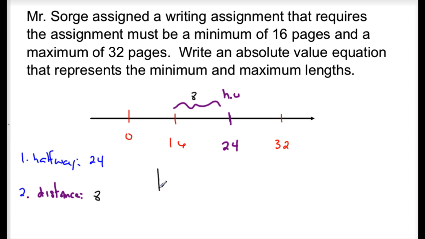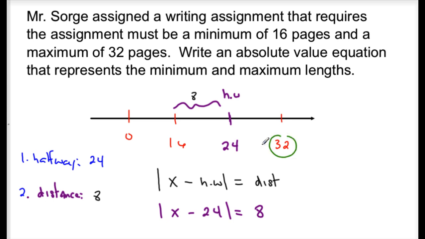So then, again, my absolute value. I'm just going to put x minus, this is my halfway point, equals my distance. So if I substitute my values in, what do I get for my equation? The absolute value of x minus 24 equals 8. Perfect. Again, you could check. Substitute 32 in. 32 minus 24 is 8. The absolute value of 8 is 8. That one works. Substitute in 16. 16 minus 24 is -8. The absolute value of -8 is also 8.